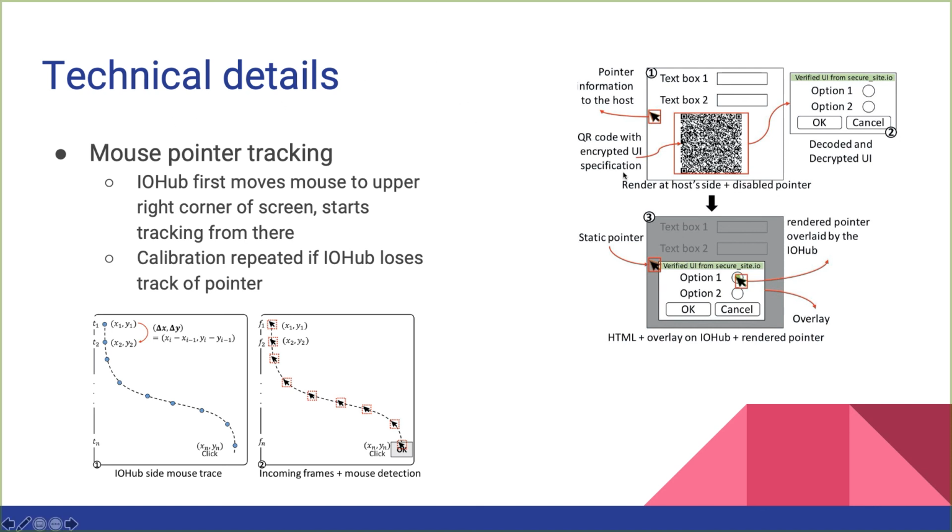And notice up here, the IOHub activates its own pointer and keyboard system when the real pointer enters the QR code, or enters this area. So from the attacker's point of view, all they see is the pointer here and nothing else. But the user can see the IOHub version of the pointer, and also all the form elements.